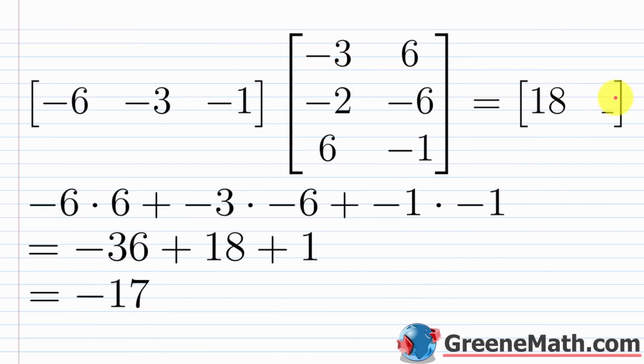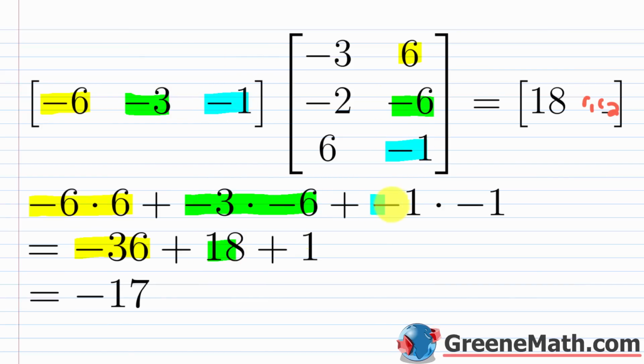All right, we have one more to get. So this position is row 1, column 2. So again, I'm working with this row, and now I'm working with this column. So let's just go through and crank this out. You would have negative 6 times 6. So that's this right here. That's going to give me negative 36. Slide down. We're going to have negative 3 times negative 6. That's this right here. So that's going to be 18. Slide down. We're going to have negative 1 times negative 1. So that's this right here. And that's going to be 1. So go through and find the sum of these products.